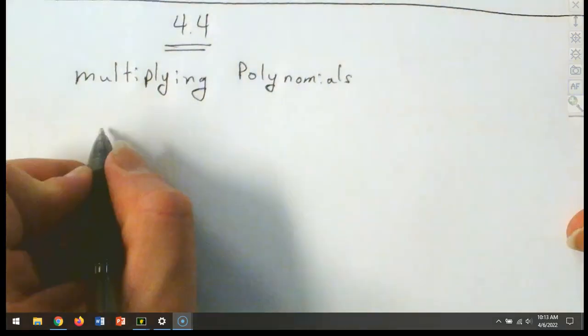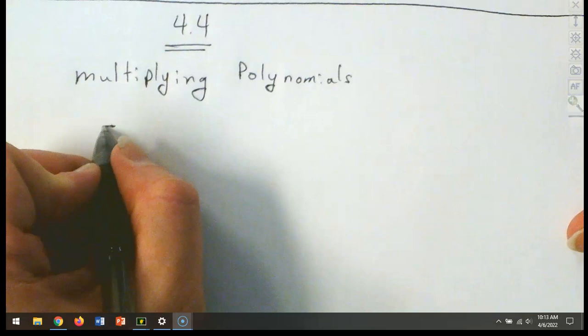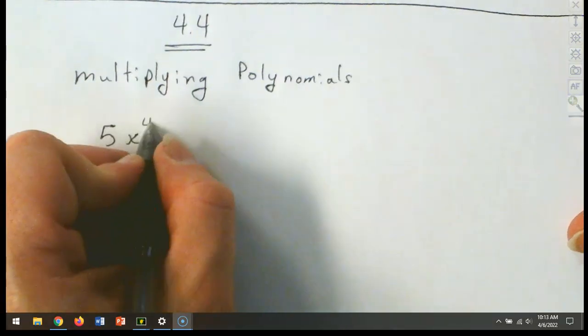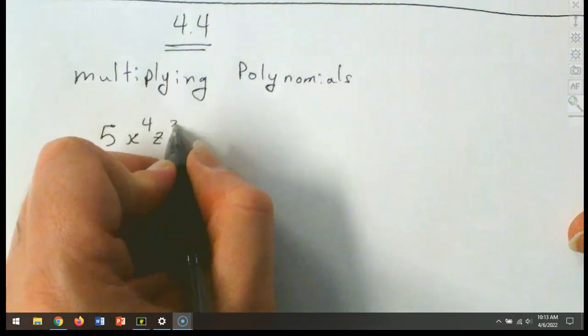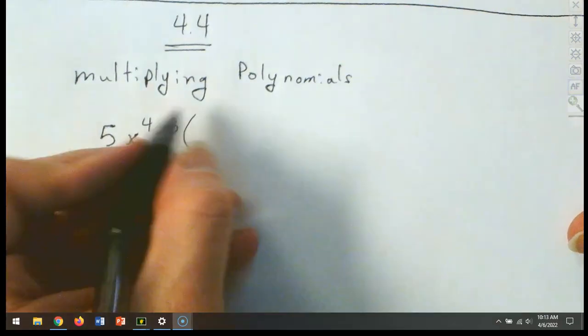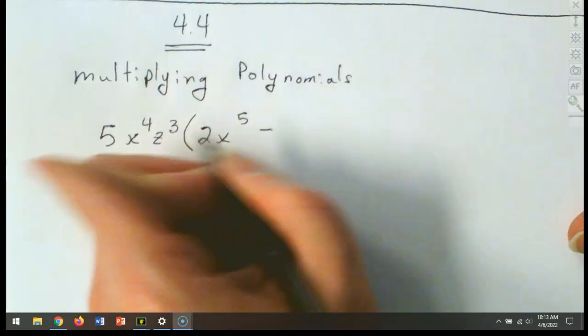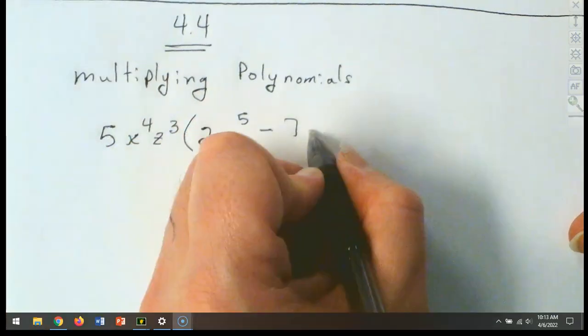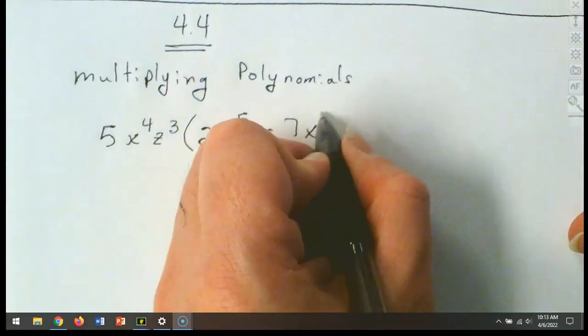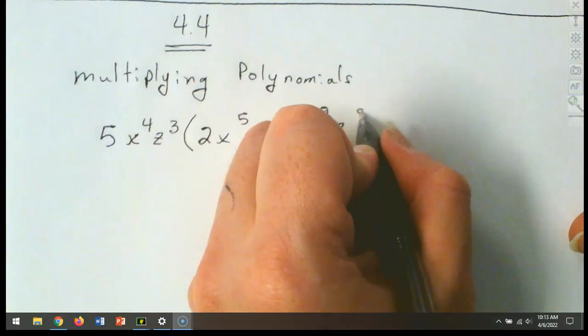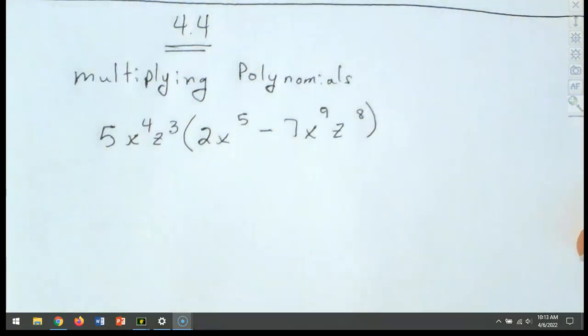So let's remember how we would multiply and distribute through something like this. Let's say we got 5x to the 4th, z to the 3rd, and then we're going to multiply that by 2x to the 5th minus 7x to the 9th, z to the 8th. Okay, so I'm going to go ahead and have you multiply this through.